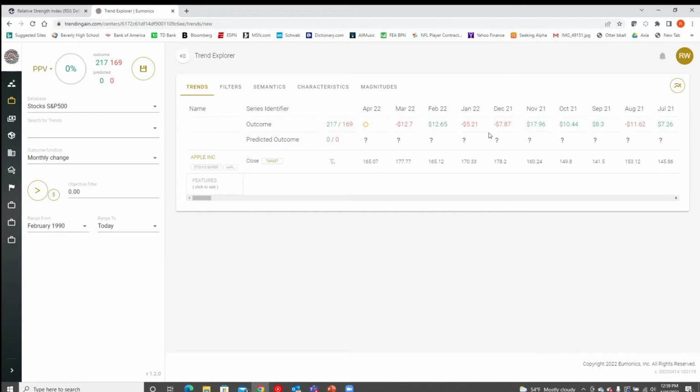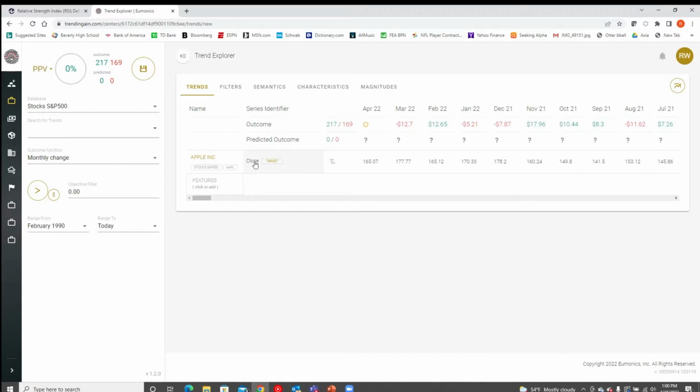So the Trend Explorer generates trend screens. And again, you can see what the outcome is for each monthly period. If it's red, that means the stock price went down. If it's green, it means the stock price went up over the course of the month. So again, our hypothesis is when the relative strength is greater than 70, the stock price is more than likely to go down. And when the relative strength is less than 30, the stock price is more than likely going to go up.